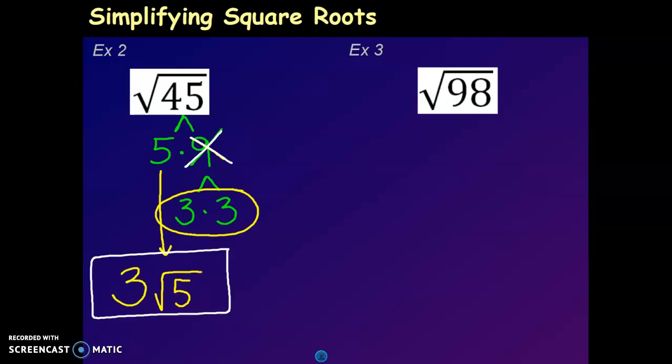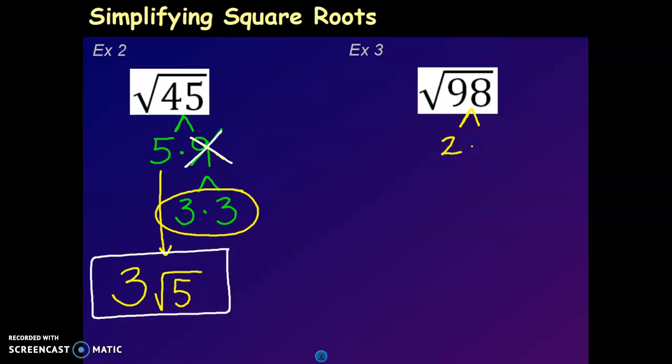All right, let's look at example 3. Pause the video for a second if you would like to try on your own. So we will not be able to use calculators on our test on Friday, but I won't give you too big of numbers. 98 is an even number, so hopefully you at least thought, okay, I think I can divide this by 2.